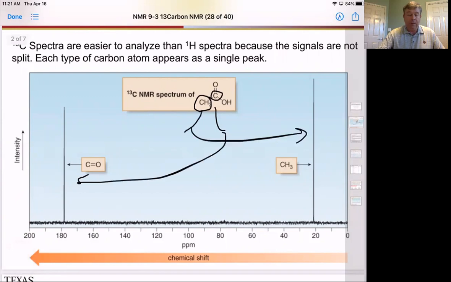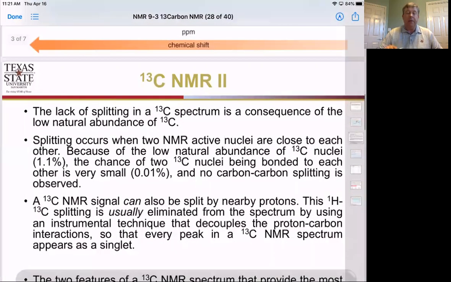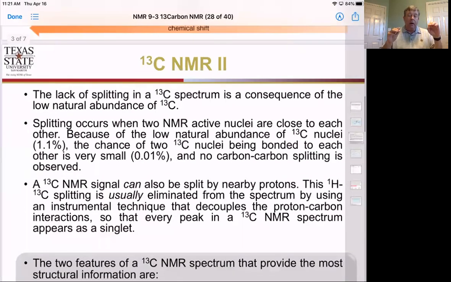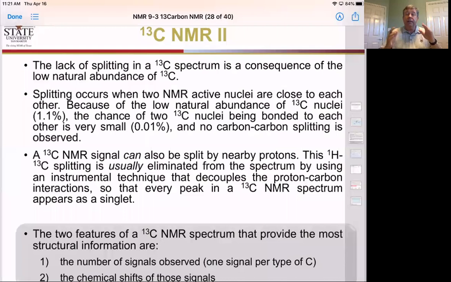Let's talk a little bit about splitting and why it doesn't happen in carbon NMR. In carbon NMR, we don't see that because carbon-13 is actually a fairly low abundance in nature. In nature, we see carbon-13 at about 1.3%. Therefore, the likelihood of having two carbon-13 atoms next to each other to cause splitting is very, very low. So we really don't see that splitting at all.